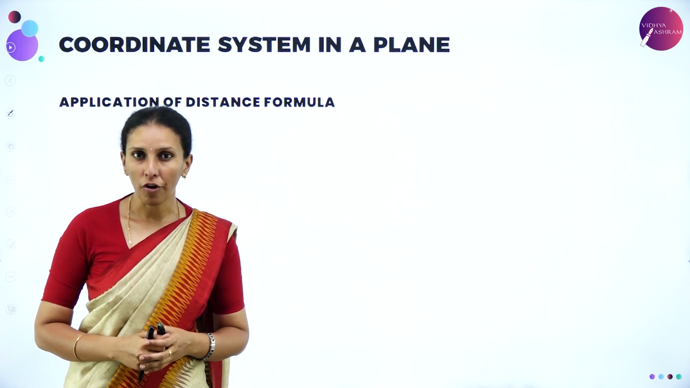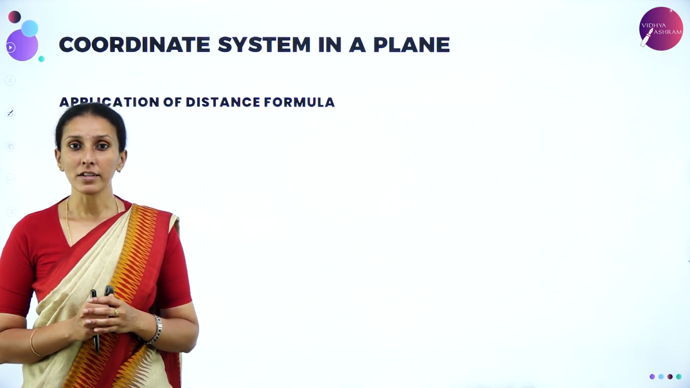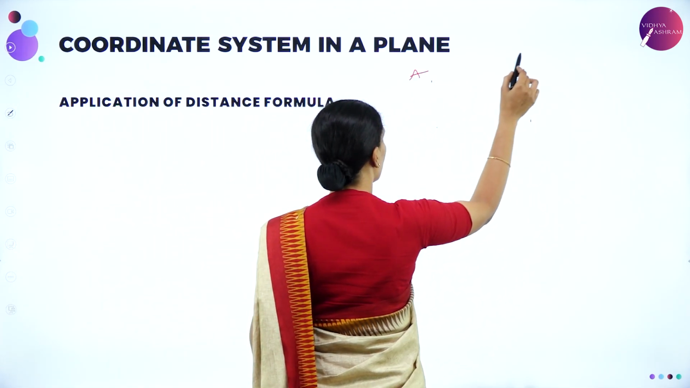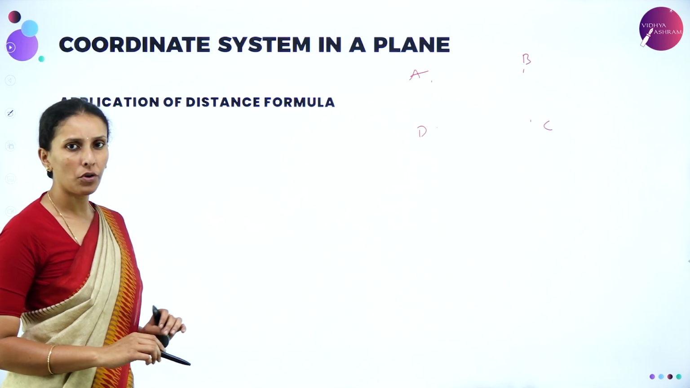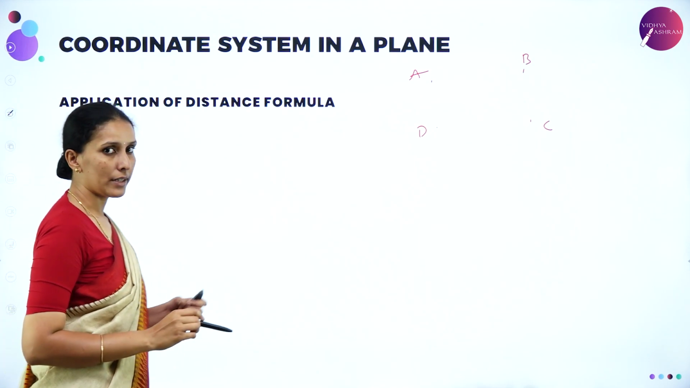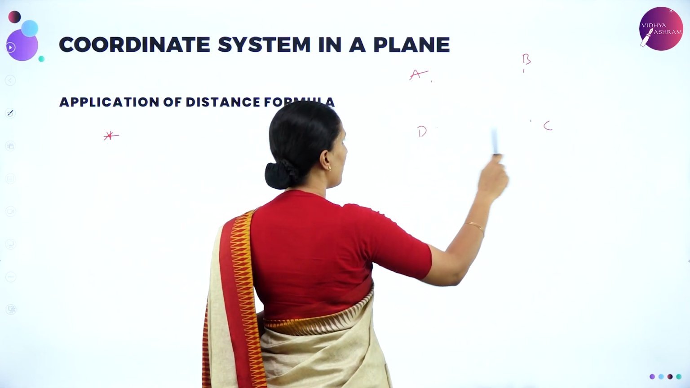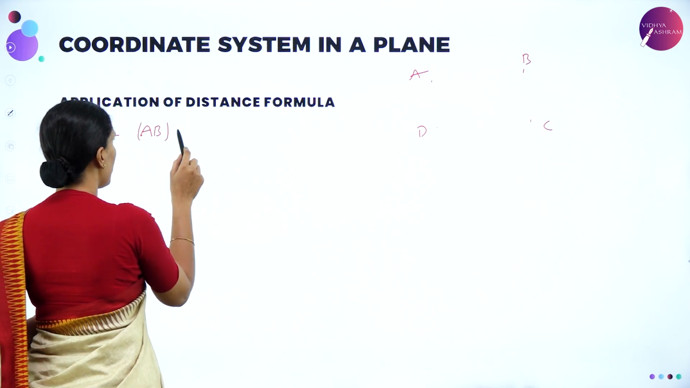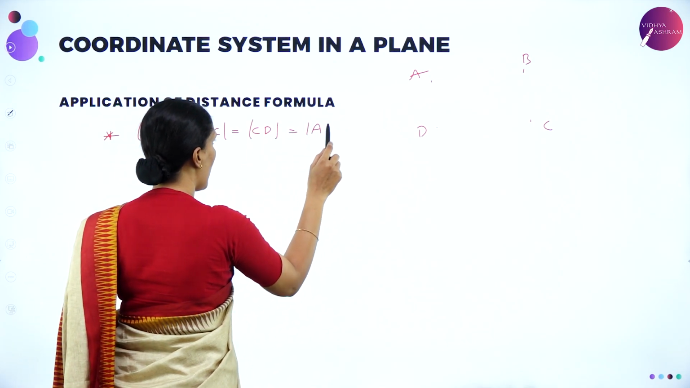So now one more application of the distance formula is to show what type of quadrilateral it can be. Now consider 4 points here. Let me consider A, B, C, D. So non-collinear points again. When there are 4 non-collinear points, how to show that it is a square? We know the property of a square, that all sides must be equal and diagonals must be equal. So if ABCD forms a quadrilateral, then to show that it is a square, show that distances AB, BC, CD and AD are equal.